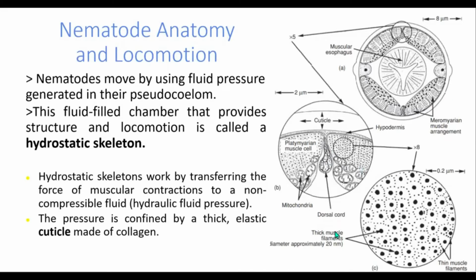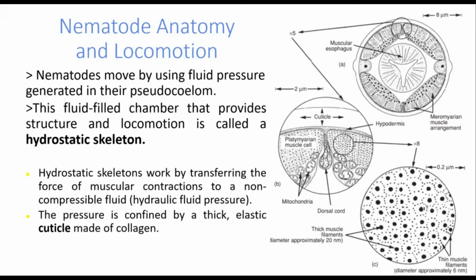So here we see a cross section, and we can see the cuticle, right? And then the muscular esophagus and the thick muscle filaments, diameter approximately 20 nm. This is just an illustration. The somatic musculature is technically a part of the body wall, but it's convenient to consider its function along with that of the pseudocoel.